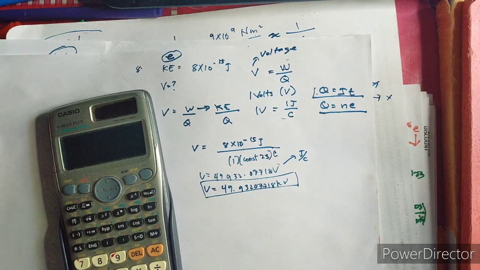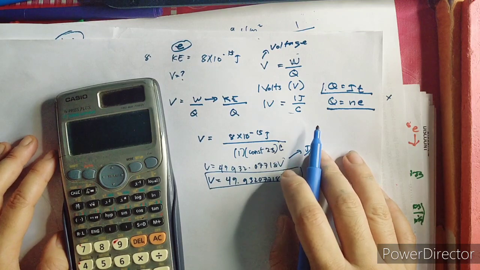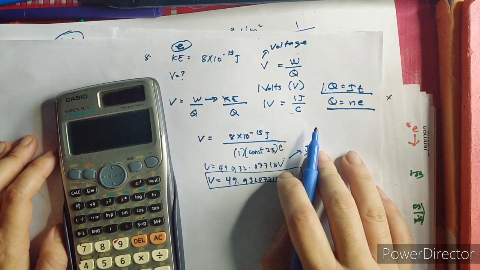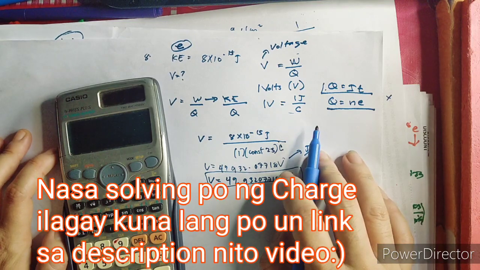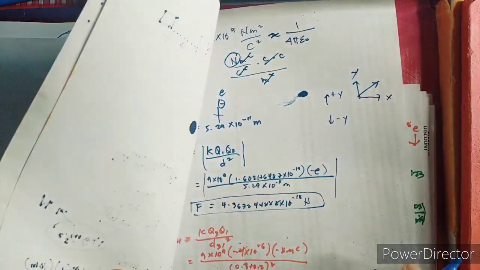Next is a cloud of 2.5 electrons. So, nasolve na natin ito kanina. 2.5 electrons move a path of a given point every 2 seconds. How much is the intensity of the electron flow? So, nasolve na natin yan kanina.